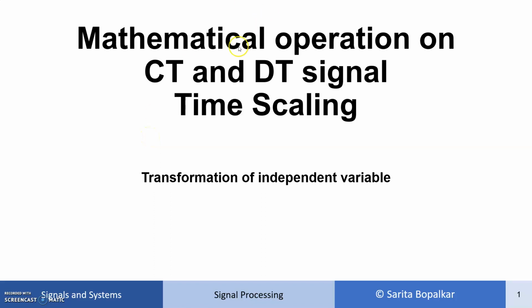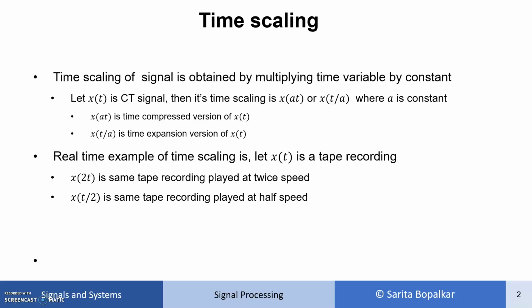Hello, in this video we are discussing a mathematical operation on continuous time and discrete time signals, and that operation is time scaling. As it is an operation on the independent variable time, we can call it a transformation of the independent variable, and that is nothing but time. Let's start. Time scaling of a signal is obtained by multiplying the time variable by some constant.